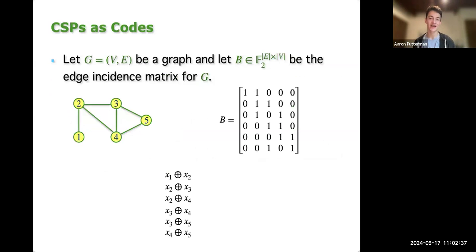So if we go back to this example of a graph with vertices and edges, it turns out that there's a very nice error correcting code that we can associate with this graph.